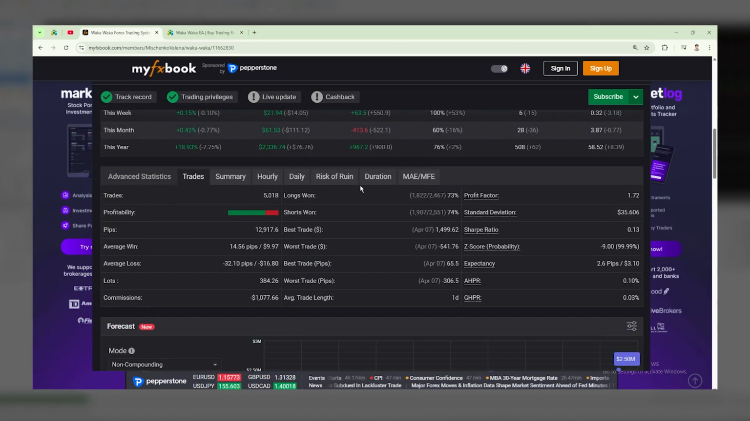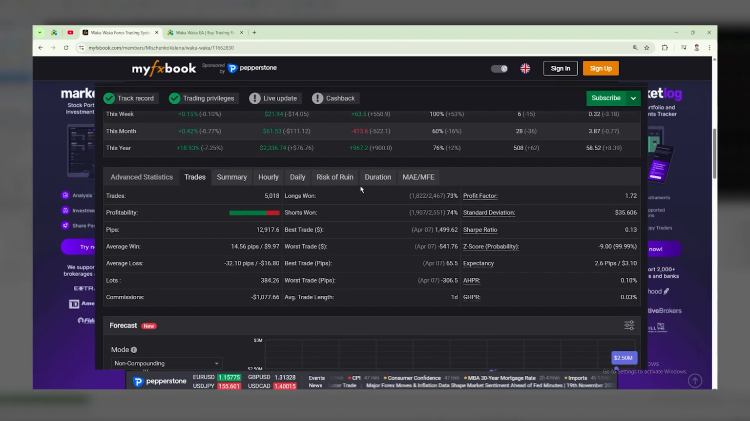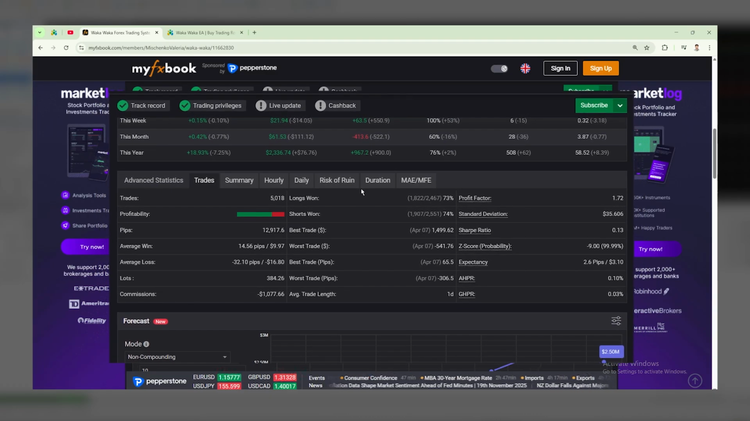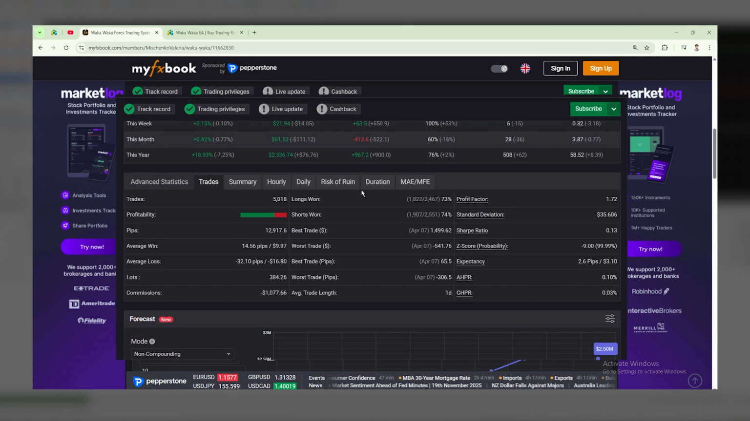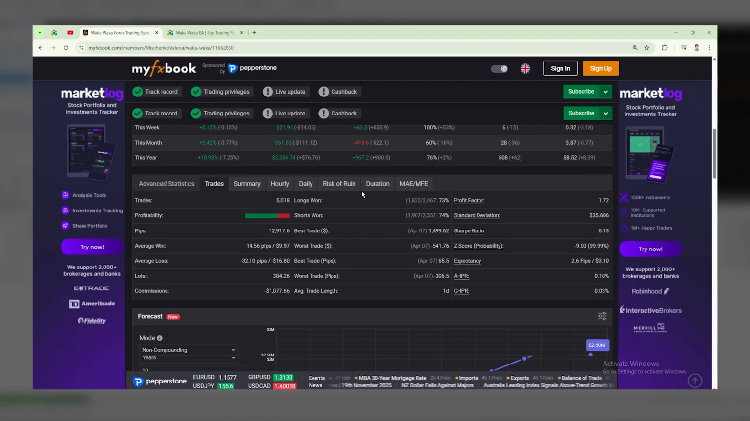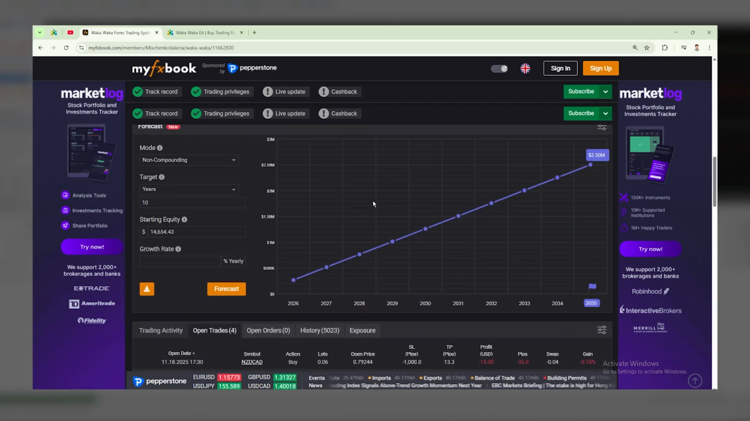Advanced breakdown, even juicier. Best trade $149.96, 149.96 pips on April 7th. Worst minus $51.76, kept tight. Expectancy 2.6 pips, or $3.10 per trade, for a positive edge every time. Risk of ruin 0.1%, so your capital's safer than Fort Knox. Average hold 32 minutes for quick scalps fitting busy lives.